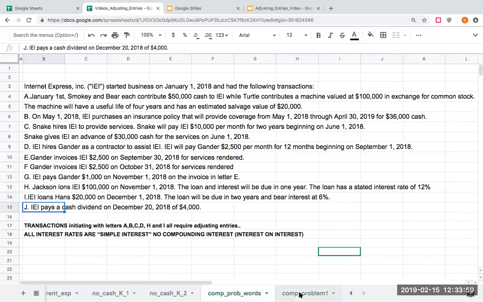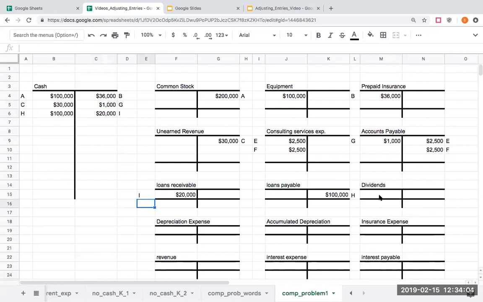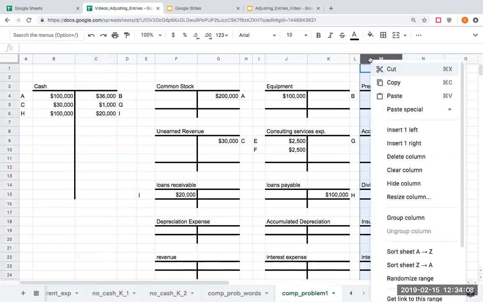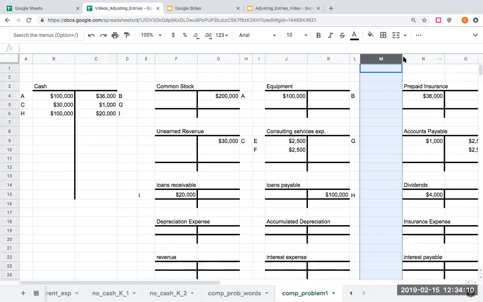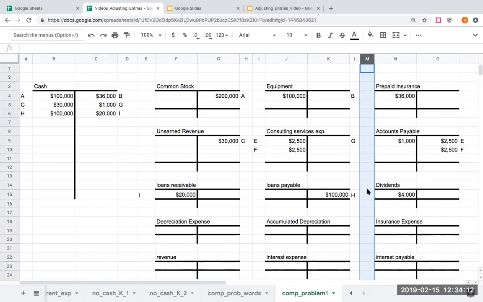And lastly, I pay a cash dividend of $4,000 on December 20th. So my dividends, debit for $4,000. And I'm going to credit cash over here for $4,000. Okay, so that brings us to the conclusion of putting in these initial entries.